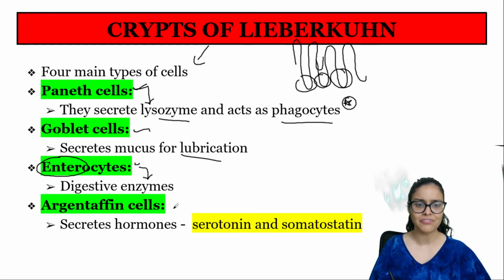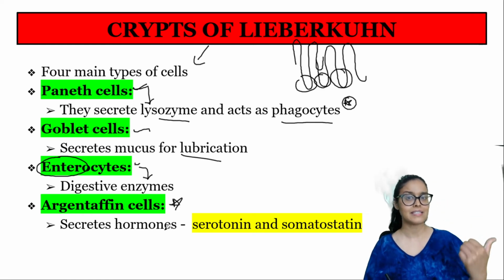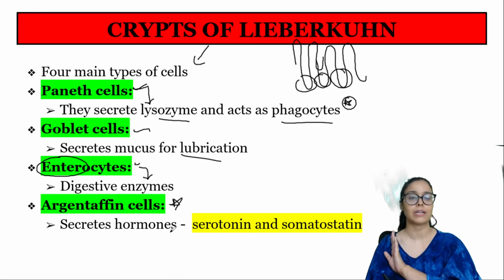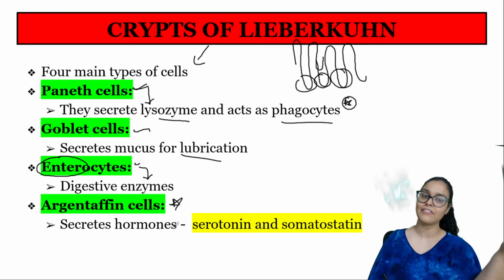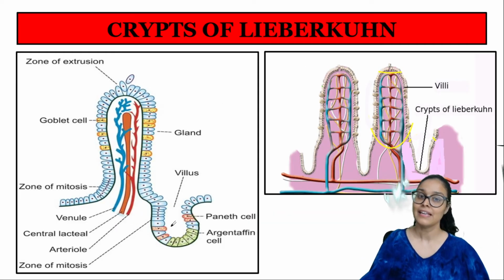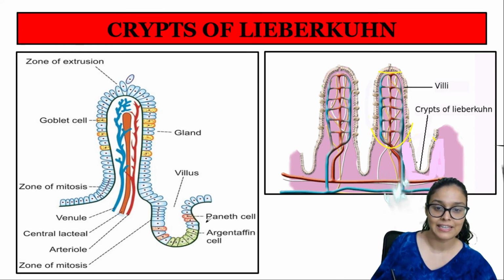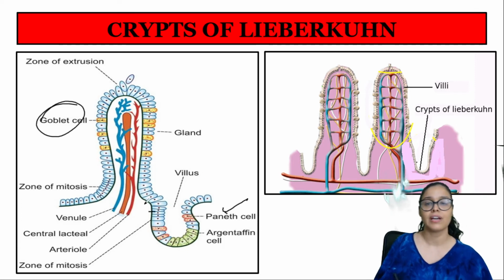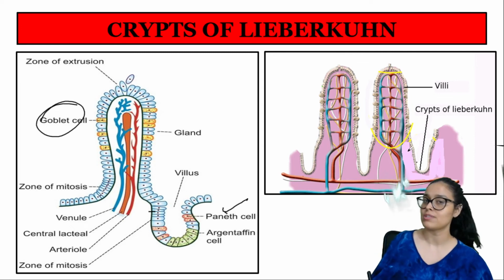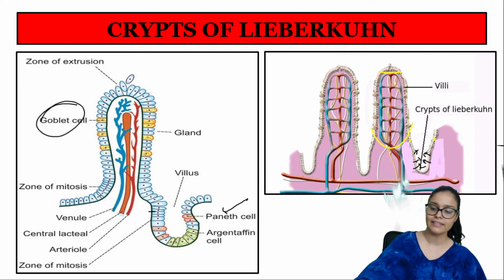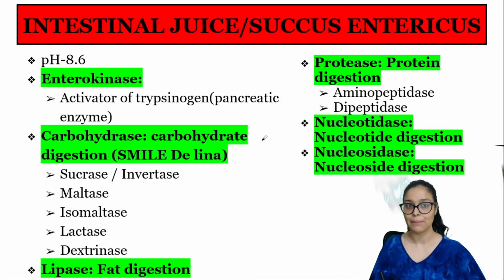And the argentaffin cell we have already done in the stomach also. So here also they have the same function, they secrete serotonin and somatostatin. We have done the function in the stomach part, and you know what the function is now. So you can see different cells here. We are having Paneth cell, we are having the goblet cell, and we are having the other enterocyte cells which secrete enzyme here in these crypts, in these spaces, right? So obviously these are the secretory part.